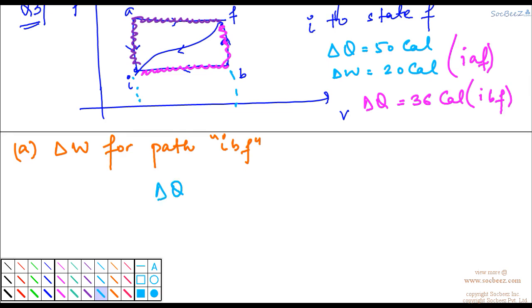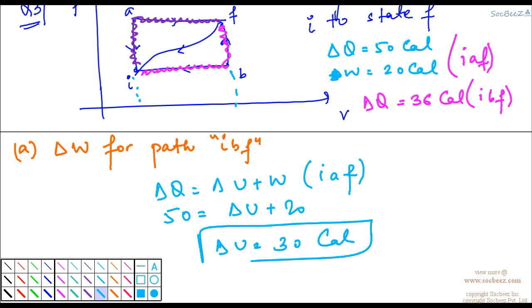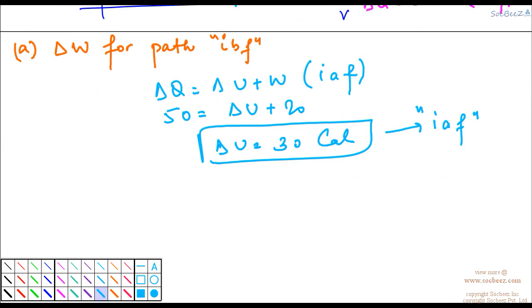Or we could say that delta Q is equal to delta U plus W for IAF. In that case, we found 50 is equal to delta U plus 20. I wrote a delta over here, it shouldn't be written. So delta U was nothing but 30 calories for the IAF process. Now we know that the internal energy change is dependent on just the initial and the final state. So whichever process you might go, the change in the internal energy would be the same.